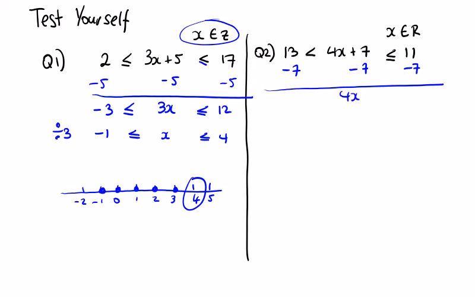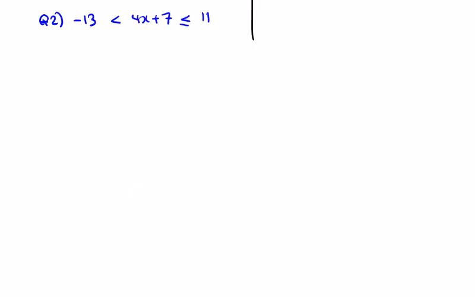So the next one, take away 7, take away 7, take away 7. So we're going to get 4x less than or equal to 4, less than on this side 6. So we're going to divide by 4, so we're going to get 6 over 4 or 1.5 less than x less than or equal to 1, which makes no sense because it should be the other way around. Okay, so I left out the minus sign on the 13. So try this question now. Pause the video and come back to it.